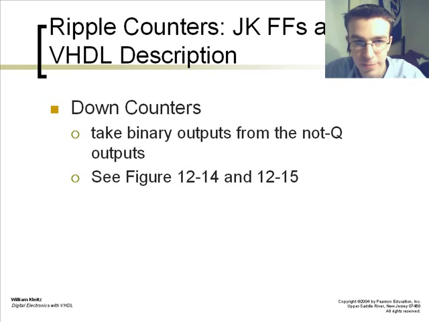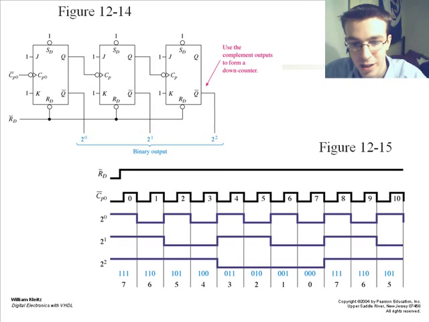You can also make a ripple counter count down. It takes the binary outputs from the not Q outputs instead of the regular Q. So this counts from 7 down to 0 because the Q is connected to the clock pulse and the Q not is connected to your output instead.